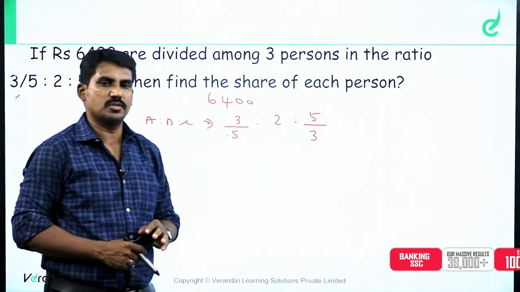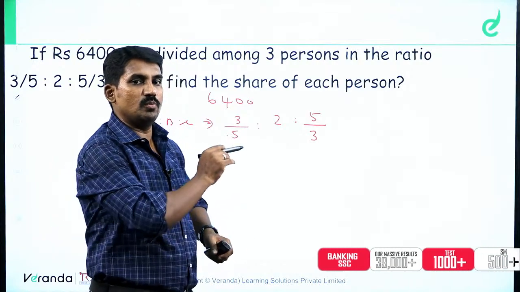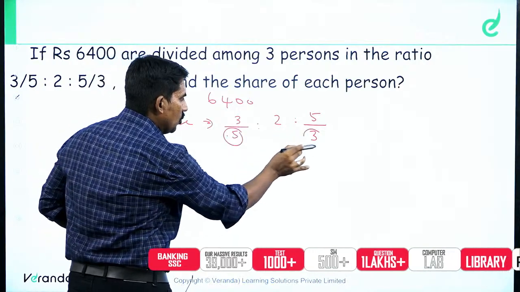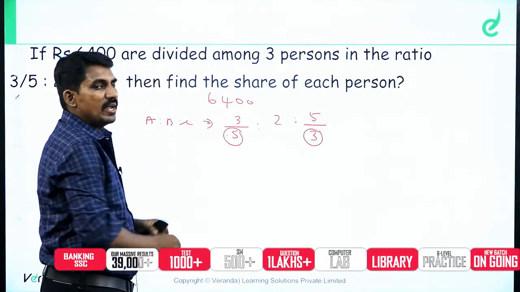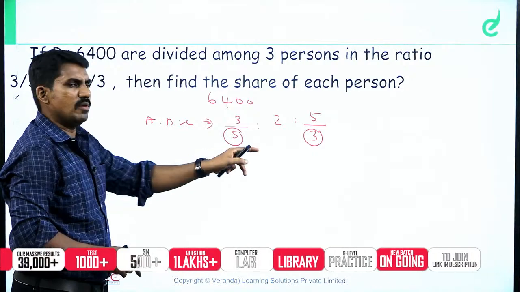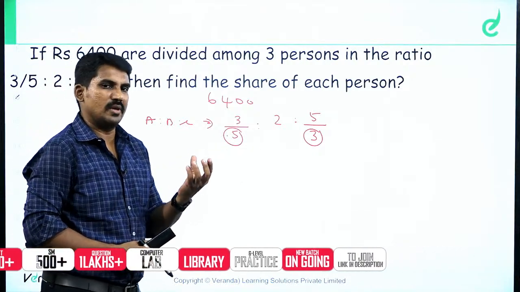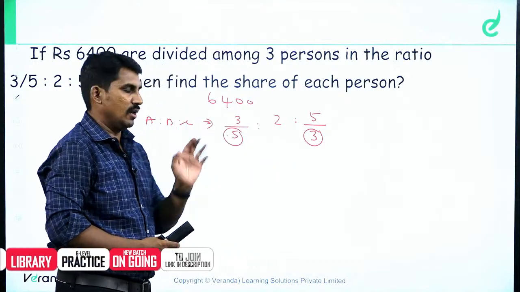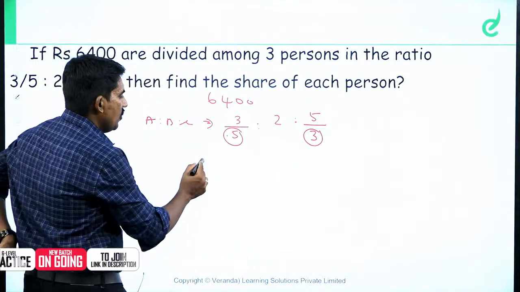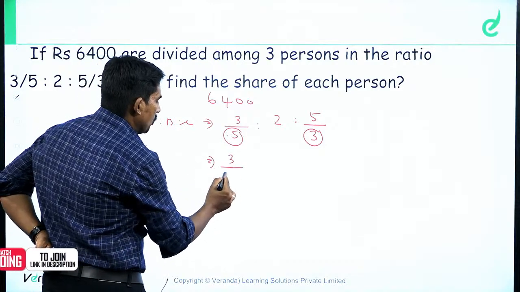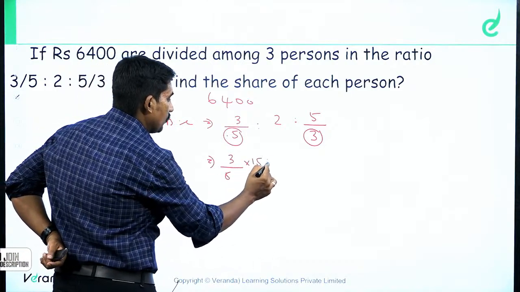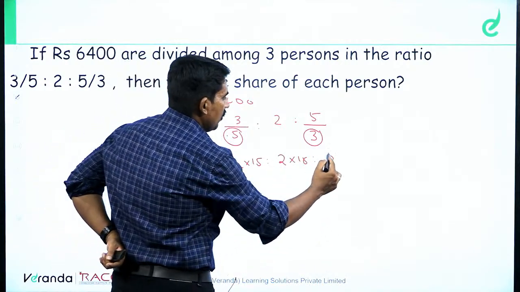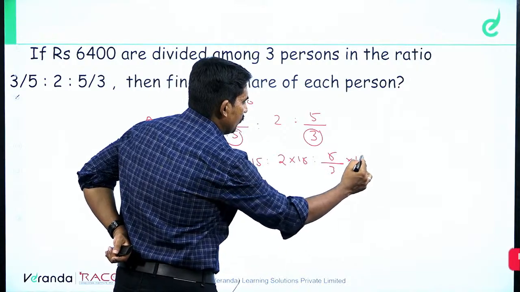What method can we choose? We have to remove the denominators, so for the denominators take the LCM. 5 and 3, what is the LCM? There is no common factor, so their product is the LCM. Therefore, the LCM of 5 and 3 is 15. With that 15 we multiply all the ratio terms. Here we multiply with 15, 2 also we should multiply with 15, don't forget. And 5 by 3 we are multiplying with 15.